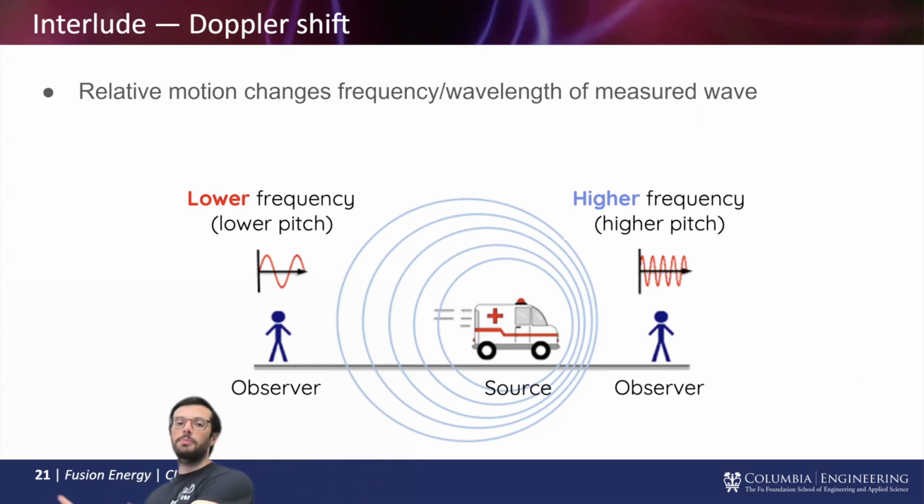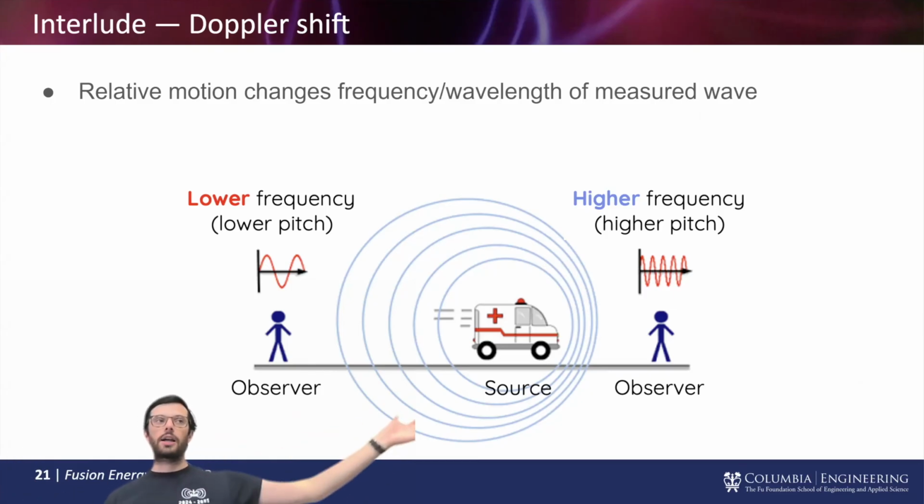And then once it goes past me, it's now going away. So the peaks or the waves are kind of spread out. So I actually hear a lower frequency than the one that is actually emitted. So the same frequency is emitted the whole time, but I hear this kind of high pitch and then it goes down. We all have had that experience.